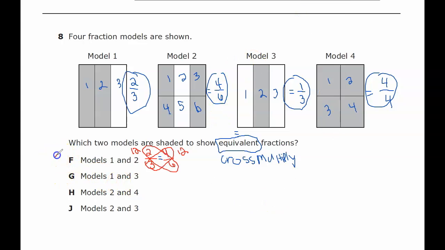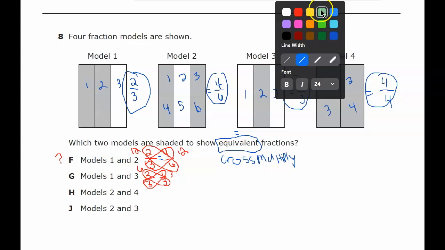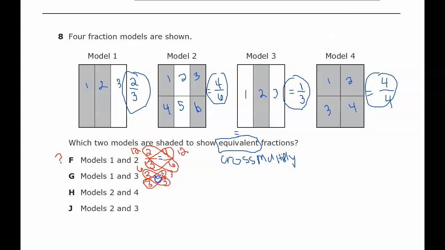Okay, so I'm going to put a question mark next to F, but I still want to check G, H, and J. Models 1, so 2/3, and model 3, 1/3. 2/3 and 1/3. 2 times 3 is 6. 3 times 1 is 3. So I have 6 and 3, and 6 is greater. So those are not equal.